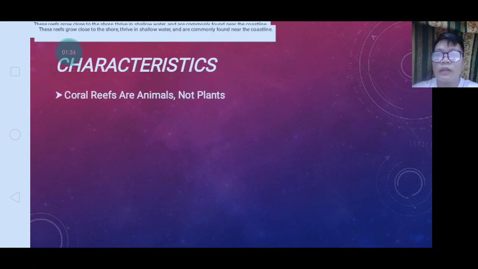The characteristics of coral reefs. Coral reefs are animals, not plants. Many people know that corals are rooted in the seabed, which is why there is a common misconception that they are plants. In reality, corals are animals classified as cnidarians, related to jellyfish and anemones.